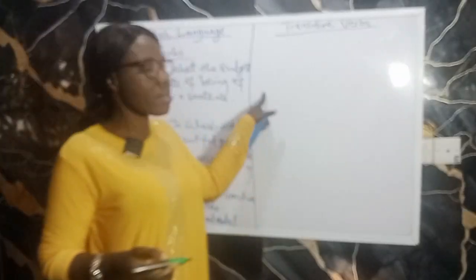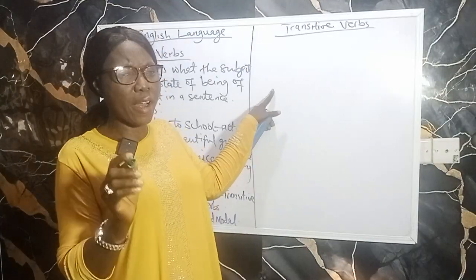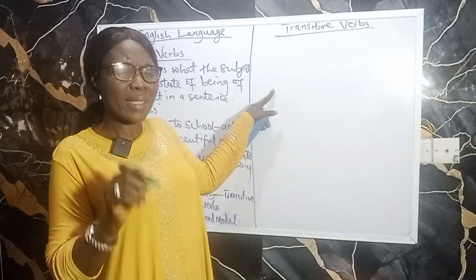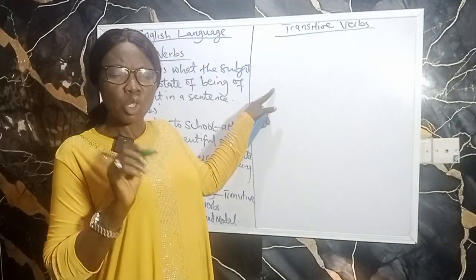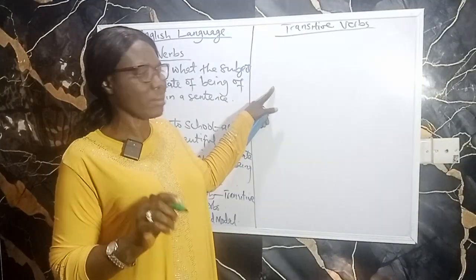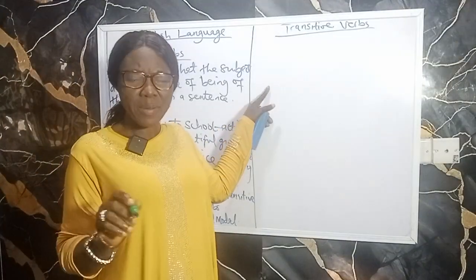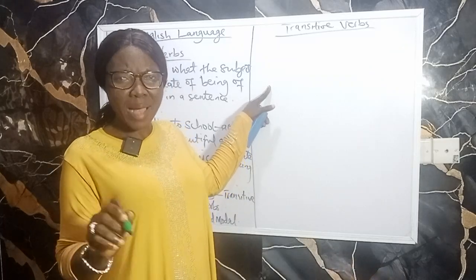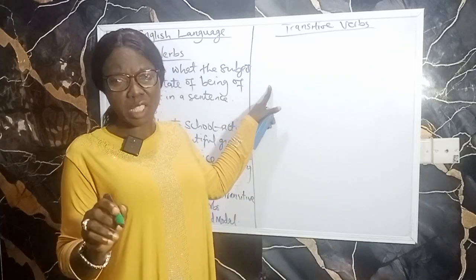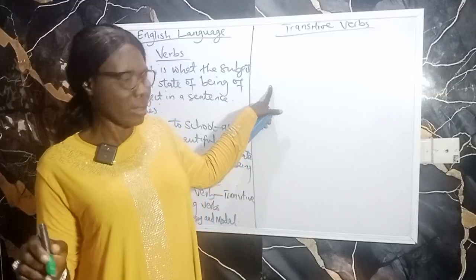What is a transitive verb? A transitive verb is a verb that requires a direct object to complete its meaning.